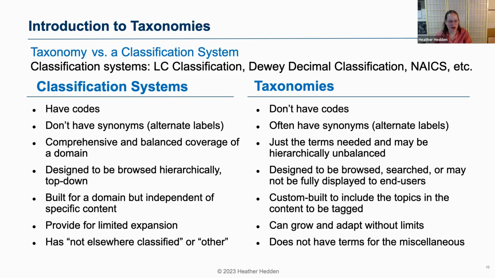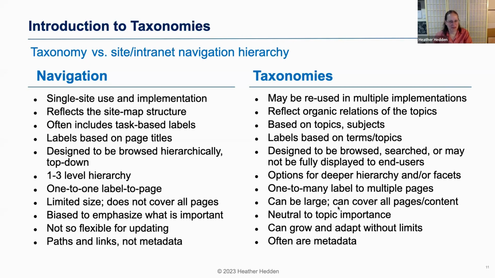It can also grow and adapt without limits instead of just one category for unassigned, and doesn't have any of those miscellaneous or other. Now, if you have a background in user experience design and website design, you might think of navigation, menus and submenus, and a taxonomy is like that. But there are also differences: navigation is really kind of fixed for a certain site and just that, whereas a taxonomy, although I did say it was custom built, there's still some reuse and adaptation, and it really reflects the organic relations of topics, not a browse-specific structure of folders and subfolders or paths, as a sitemap does.